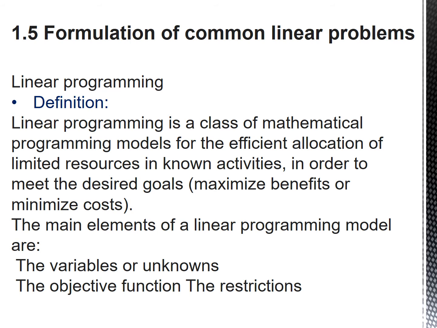Formulation of common linear problems. Linear programming. Definition. Linear programming is a class of mathematical programming models for the efficient allocation of limited resources in known activities in order to meet the desired goals, maximizing benefits or minimizing cost. The main elements of a linear programming model are the variables or unknowns, the objective function, and the restrictions.